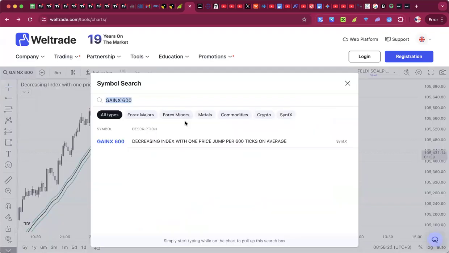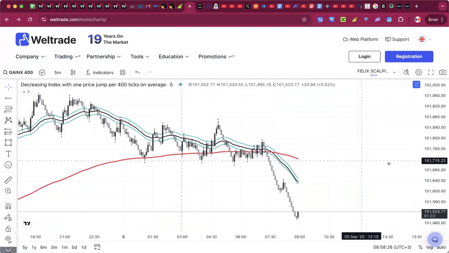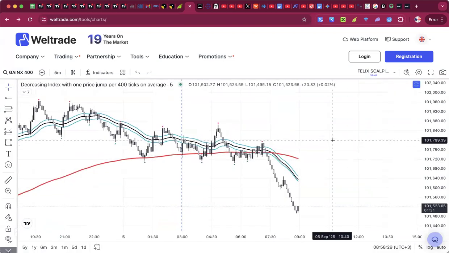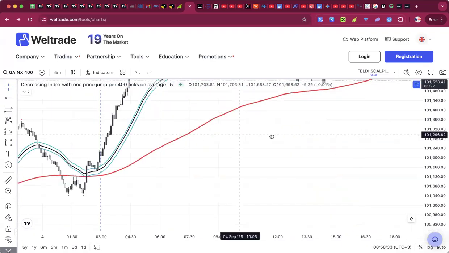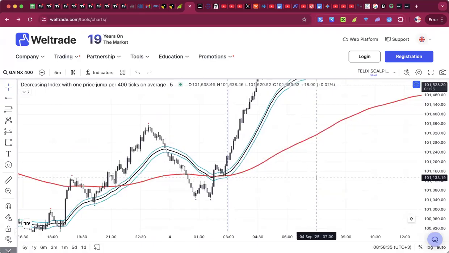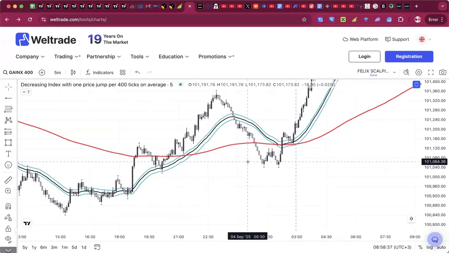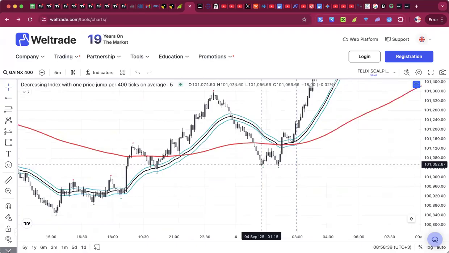So let's look at 400. I don't have time for all these guys. But I think if you are meticulous enough, you may not find a trade all the time.